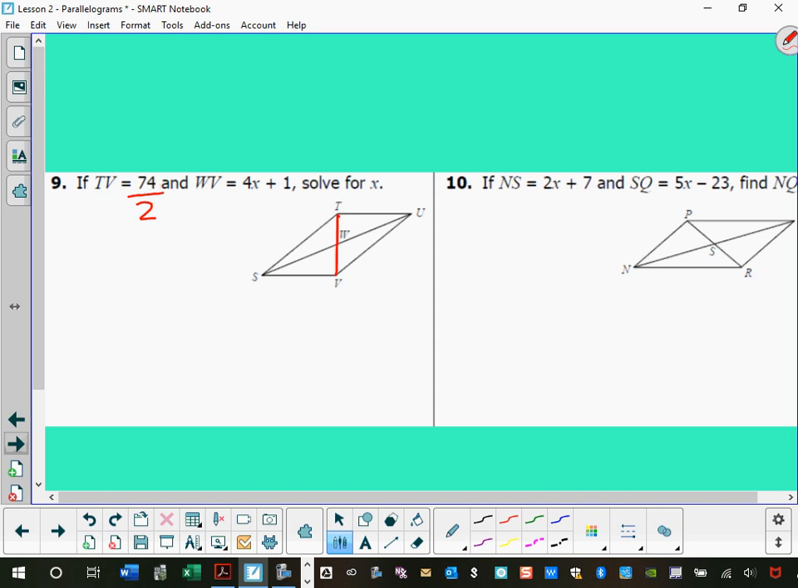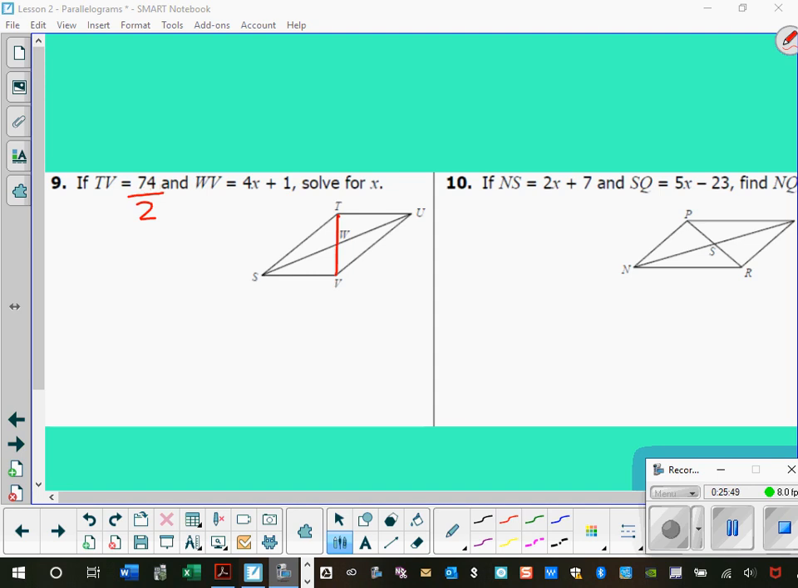Okay, that should get you started. Make sure that you're reading the directions to see what you're solving for. You're not always solving for x and then you're done. Most of the time you're solving for an angle. All right, so we're going to spend 10 minutes doing this and then we'll go over the answers.